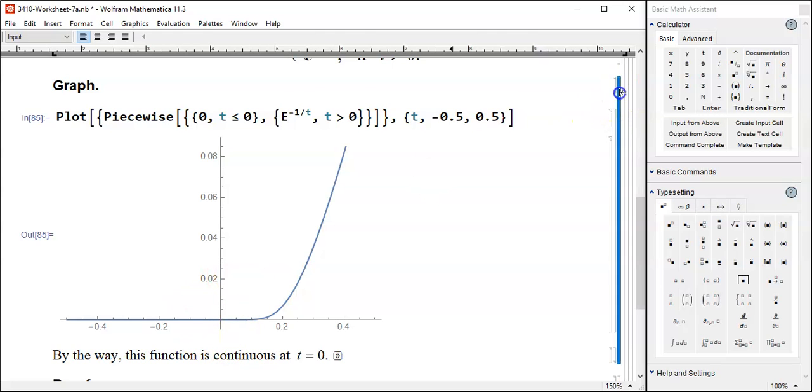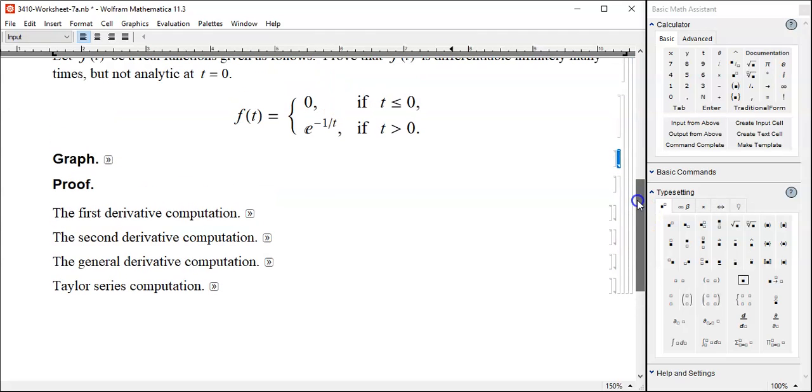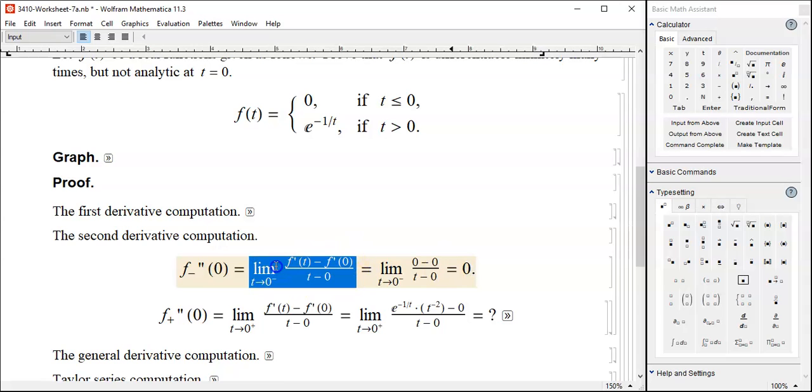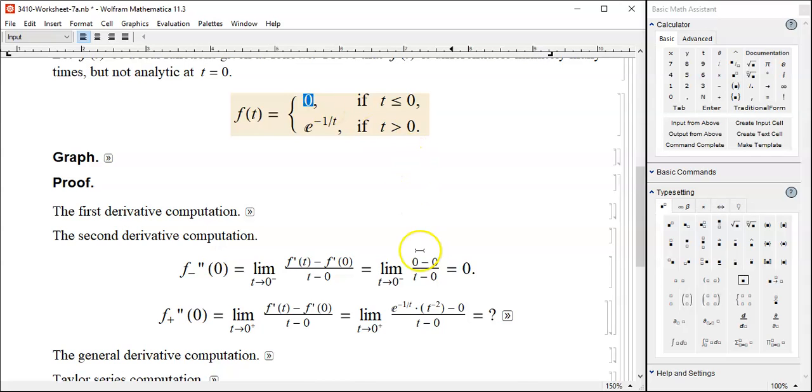Now let's work out the same thing for higher derivative. Let's go to the second derivative computation. Similar kind of computation, f prime of t minus f prime of 0 over t minus 0, like this. And then left-hand side, what do you have? We have constantly 0, so left-hand side, everything is 0. The derivative, second derivative, everything is 0. So numerator is 0 minus 0.